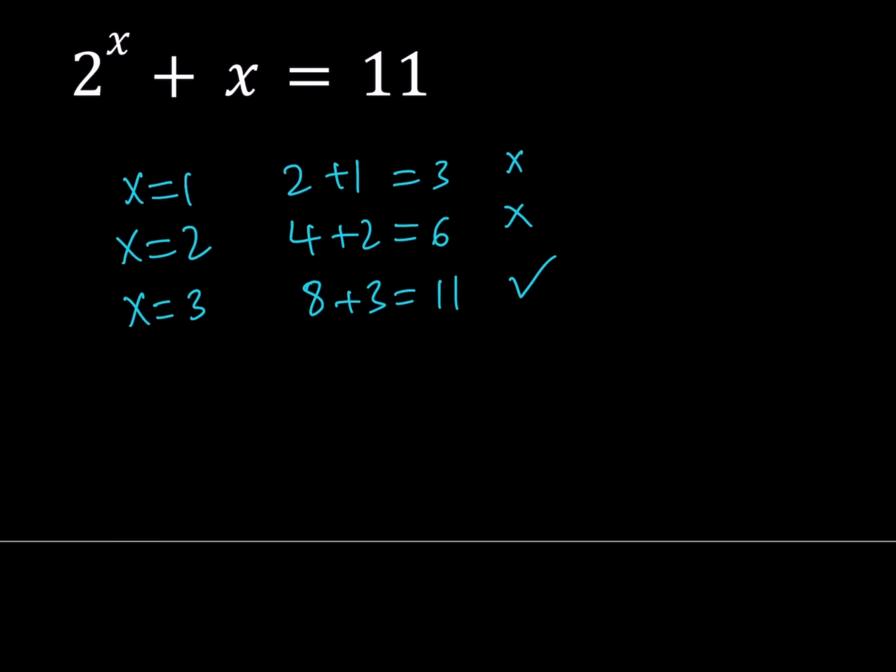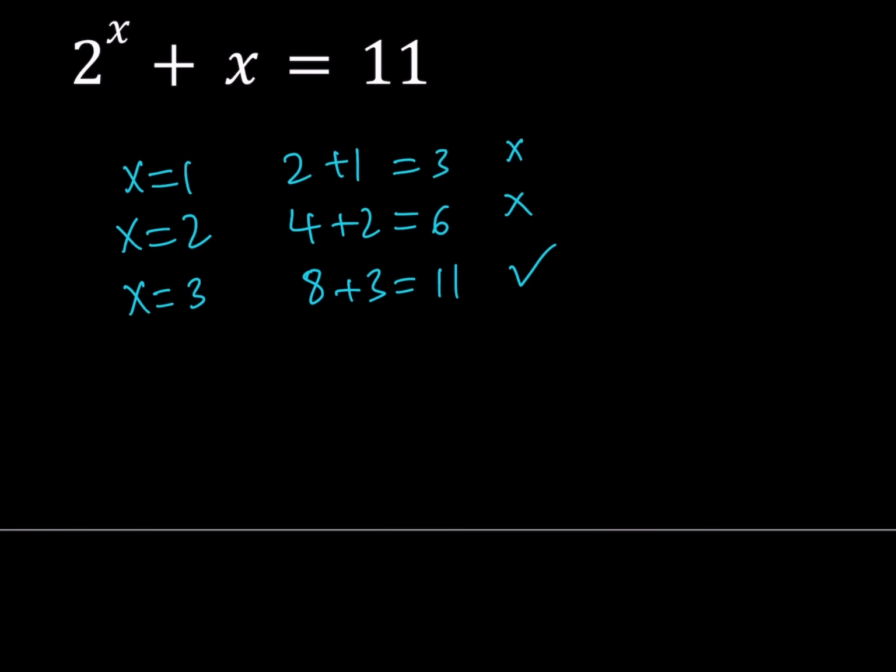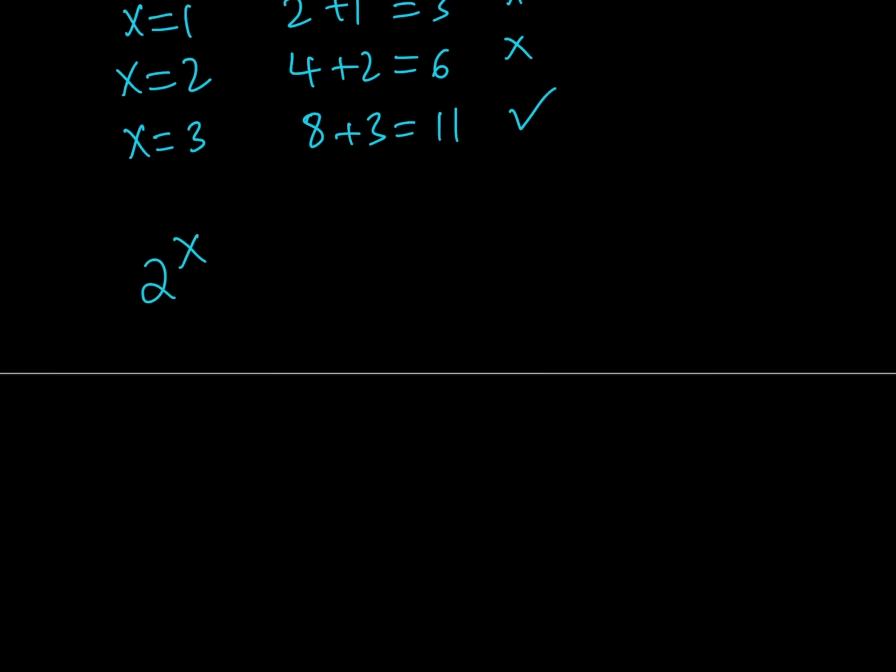I would like to separate the exponential and the polynomial pieces. Okay, here's what I'm going to do. Subtract x from both sides. That's going to give me 2 to the power x equals 11 minus x. Great. Now, why did I do that? By doing this, I'm kind of separating the two different kinds of functions. So that's kind of nice. Also, if you look and focus on the left-hand side, you do get an exponential. And on the right-hand side, you do get a linear function.